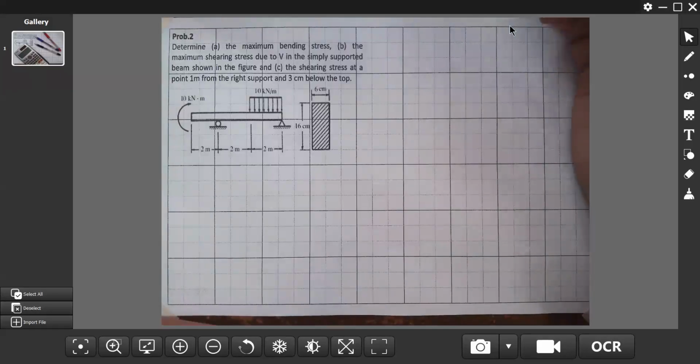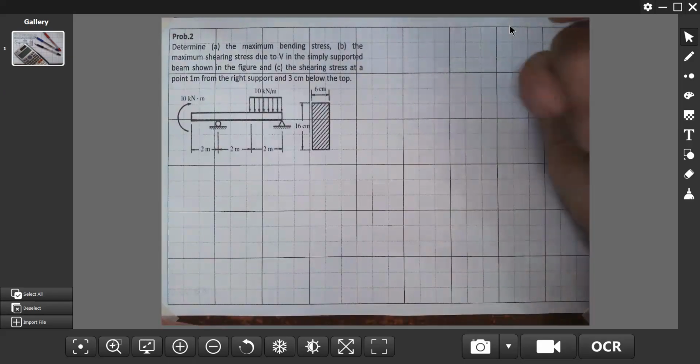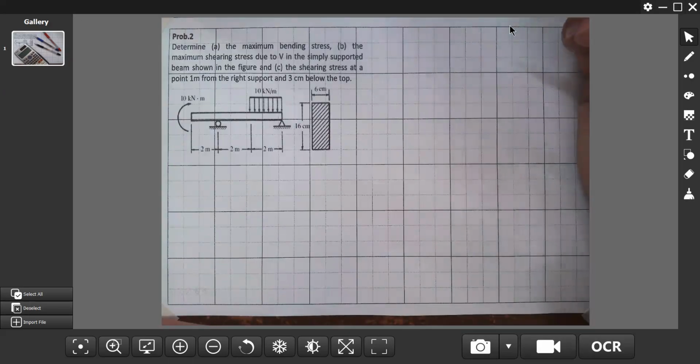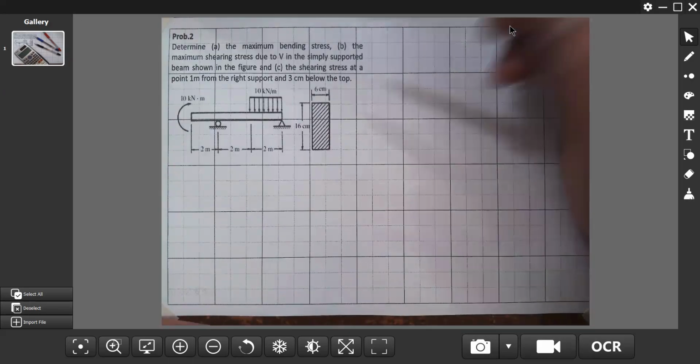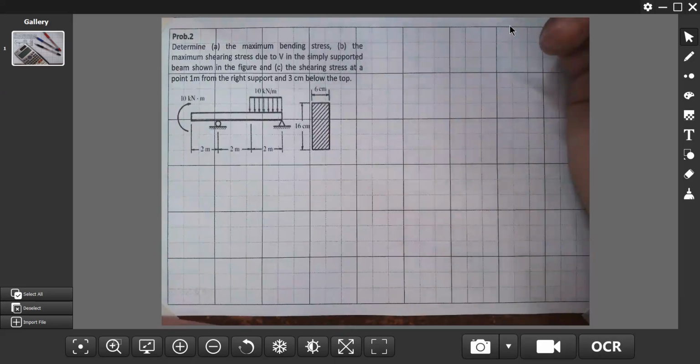For this video, I'm going to solve another problem about beam stresses. Here's the problem. Determine the maximum bending stress and the maximum shearing stress due to V, or shear, in the simply supported beam shown in the figure. And let us see the shearing stress at a point 1 meter from the right support and 3 centimeters below the top. Okay.